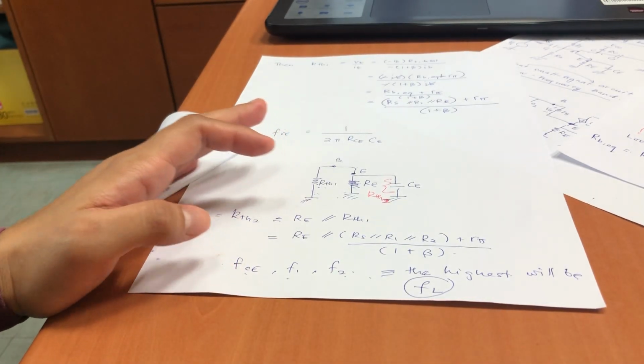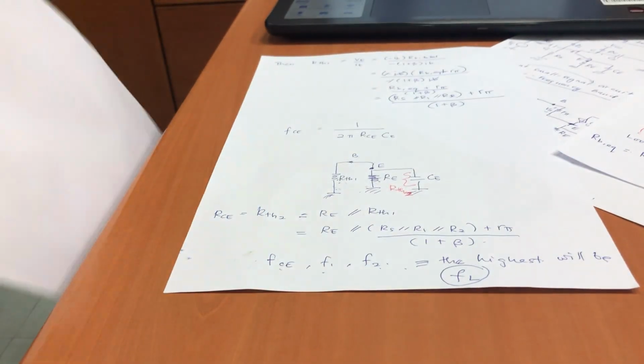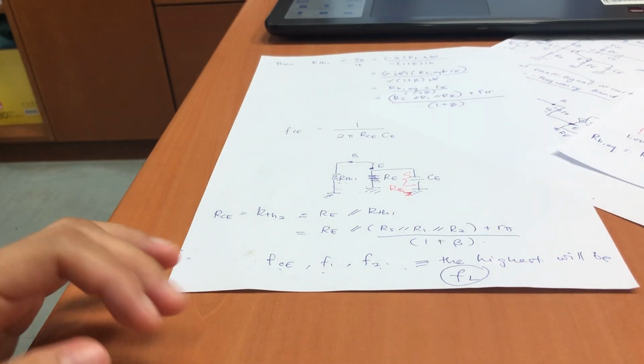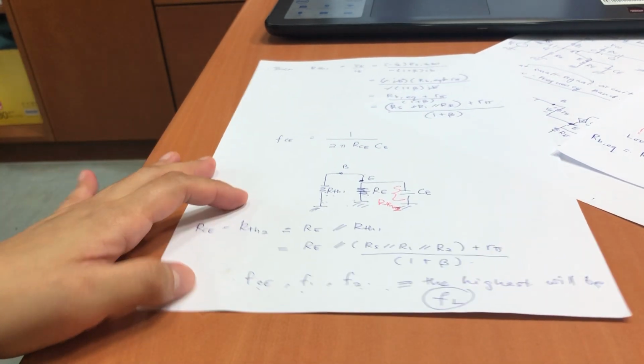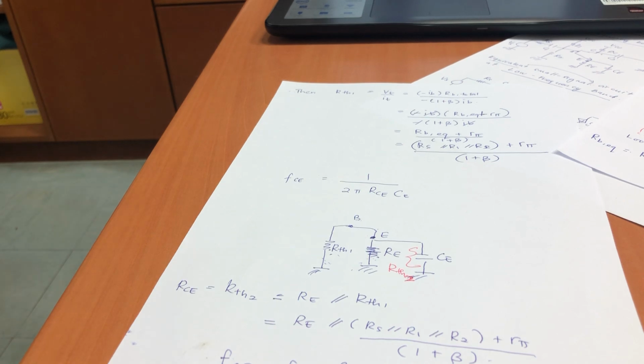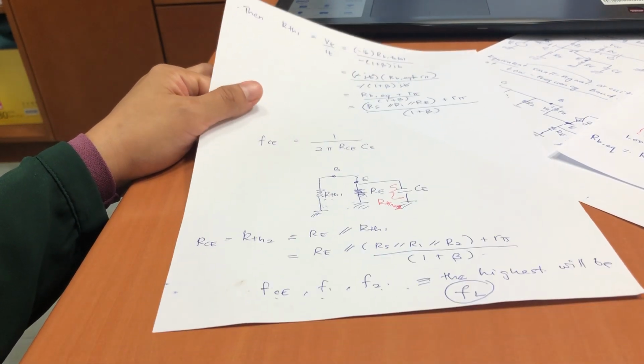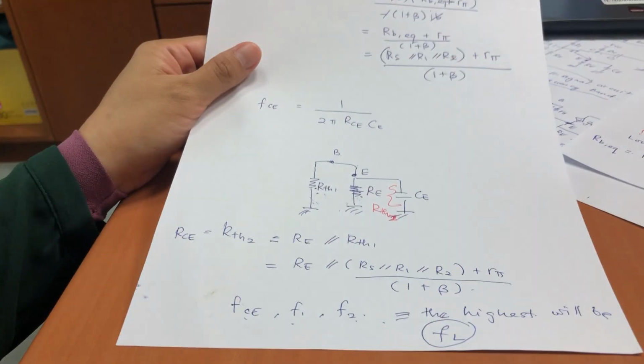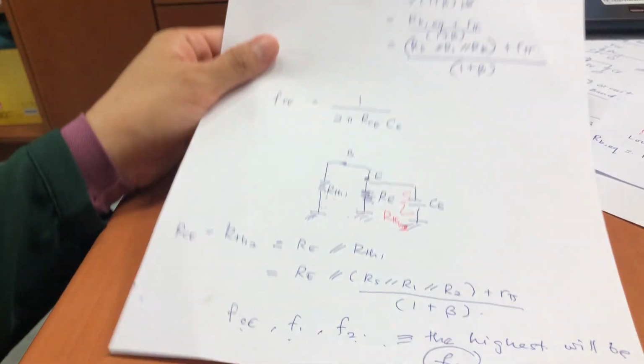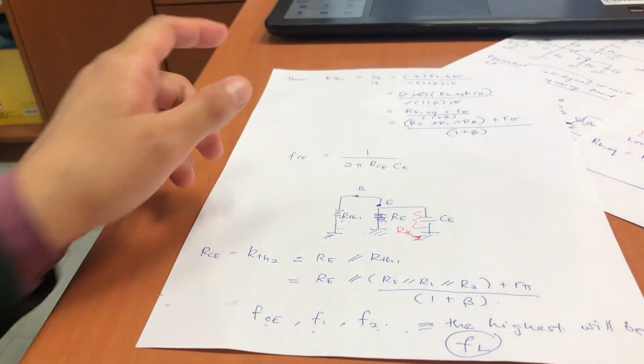Okay, all right, I think that's the end of our analysis to find the frequency response for the lower cutoff frequency of the common emitter amplifier. Remember, I hope you can revise back if you want to.